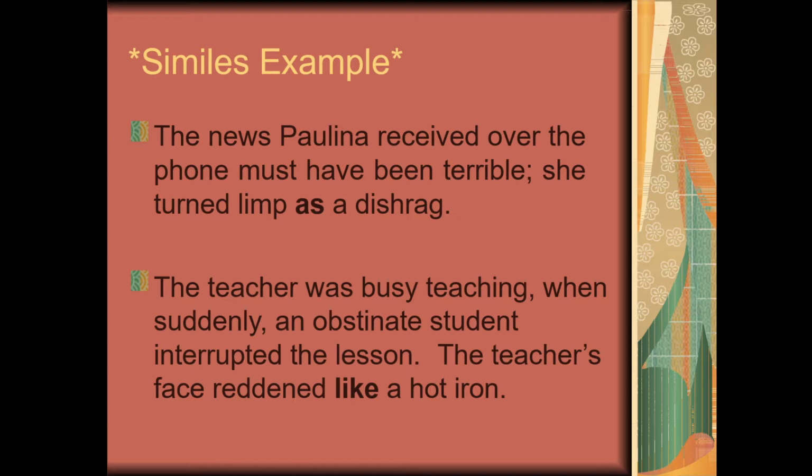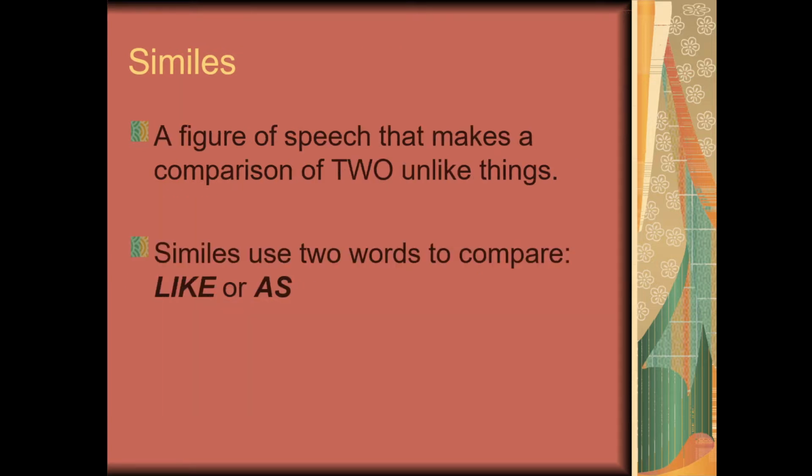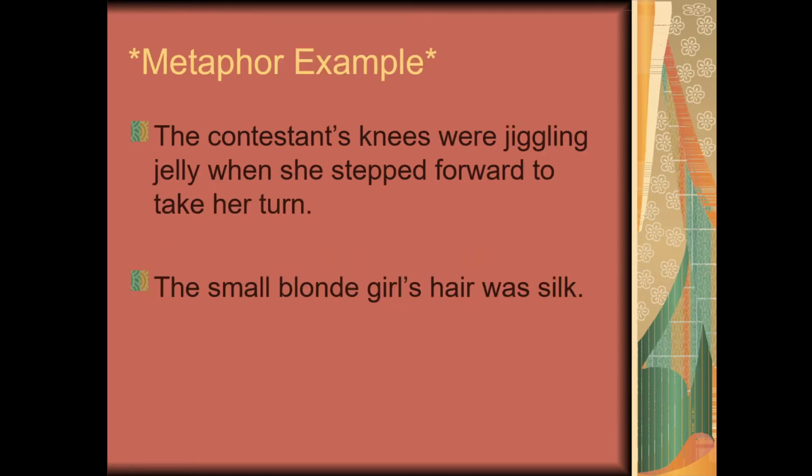Again, the next one we have: the teacher was busy teaching when suddenly an obstinate student interrupted the lesson. The teacher's face reddened like a hot iron. So we can actually just go for the second sentence here. The teacher's face reddened like a hot iron. So we have as and like. It's still comparing two things, but it's completely different from the other examples that we have over here in metaphor.